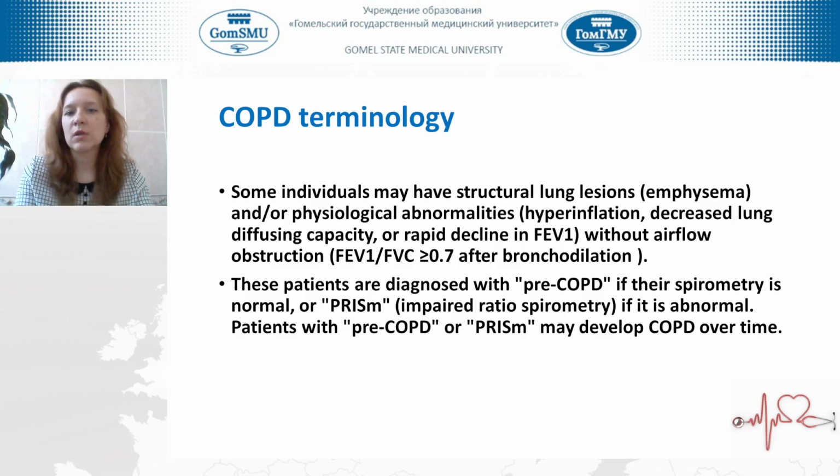Its normal ratio FEV1 to FVC is more than or equal to 0.8 after bronchodilation using the test. Those patients are diagnosed with pre-COPD if the spirometry is normal, or preserved ratio spirometry if it is abnormal. Patients with pre-COPD may develop COPD in the future over time.